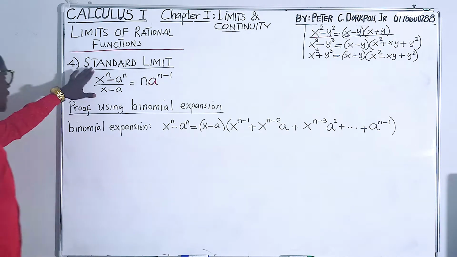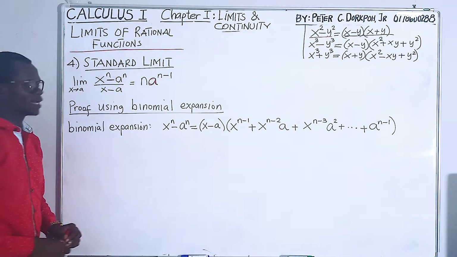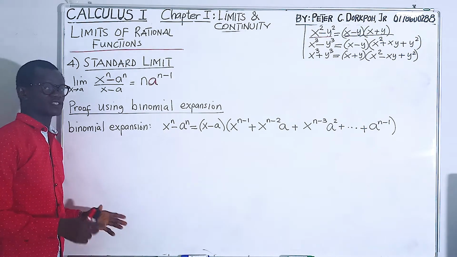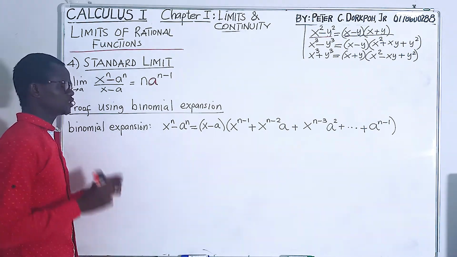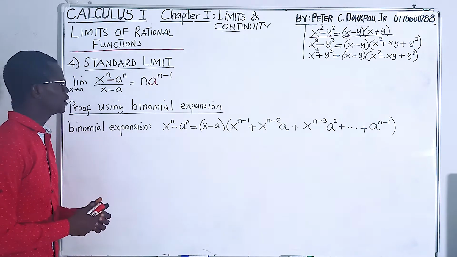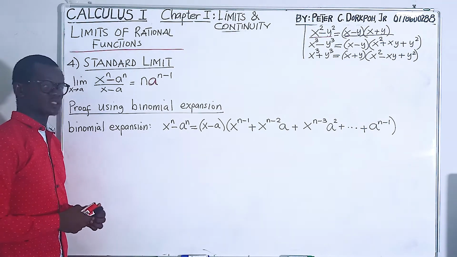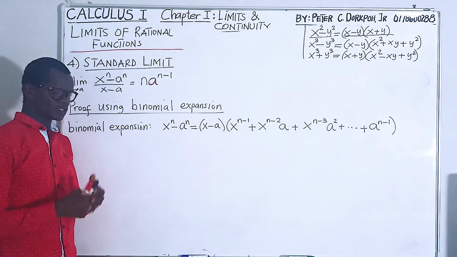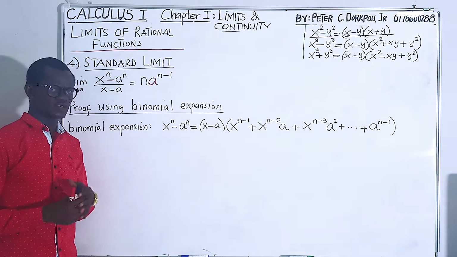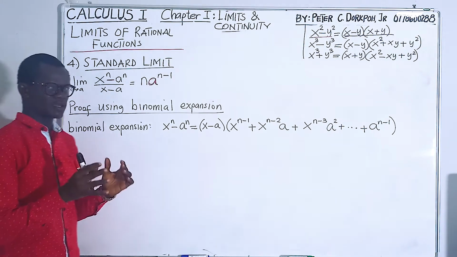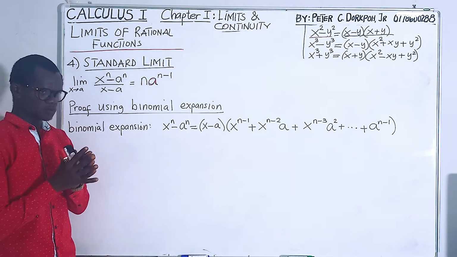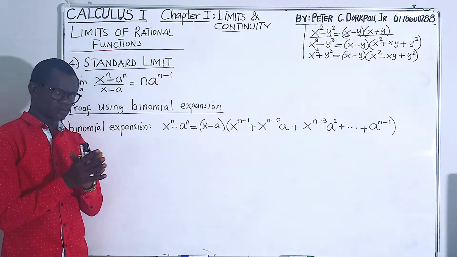Now, let's look at the last method that we want to look at under limits of rational function. We solve using the direct substitution, we solve using the factorization method, and we also solve using the substitution method, which is also called the change of variable. Now we want to look at limits of certain forms that we call the standard forms.